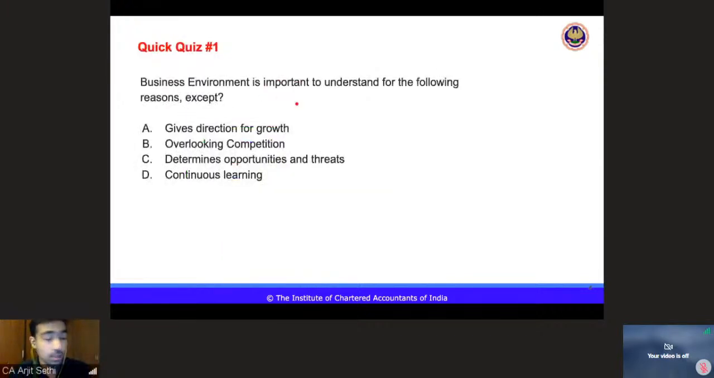Okay. Quickly, everyone on your keyboard, please. Question number one. This is a quick revision of the previous session, that of business environment. The question is, business environment is important to understand for the following reasons, except, right? Which of the following is false? If you understand the question right, business environment is important to understand for the following reasons, except what? A, B, C, and D. 20 seconds on the clock, please start giving your answers.